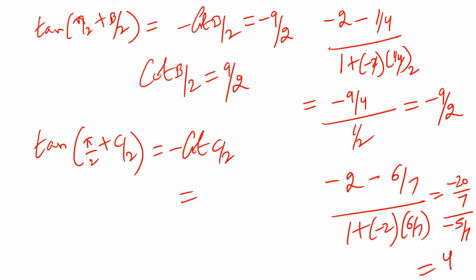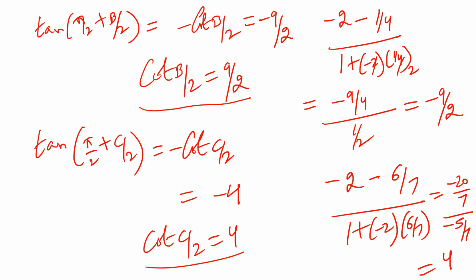Now we'll have to attach a minus sign to 4. Why? Because minus cot C/2 has to be negative. So that means this is going to be minus 4. Or we can say cot C/2 is just 4. Fine. Now students, we have got the values of cot A/2, cot B/2 and cot C/2. So the question is now almost finished.